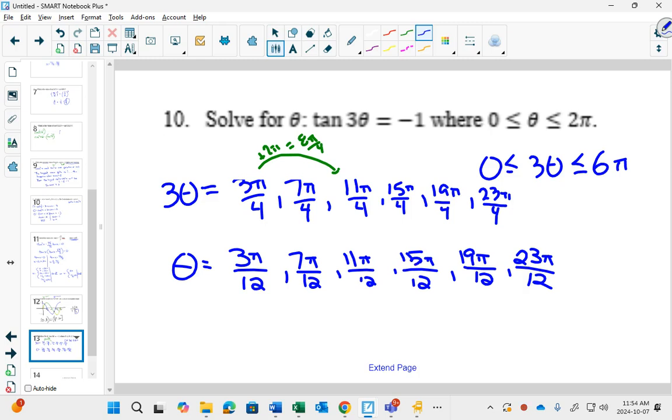And you get 6 answers, and can you see that that last answer is still less than 2 pi? Because 2 pi would be 24 pi over 12, and we get 23 pi over 12. So we get 6 answers for theta between 0 and 2 pi.